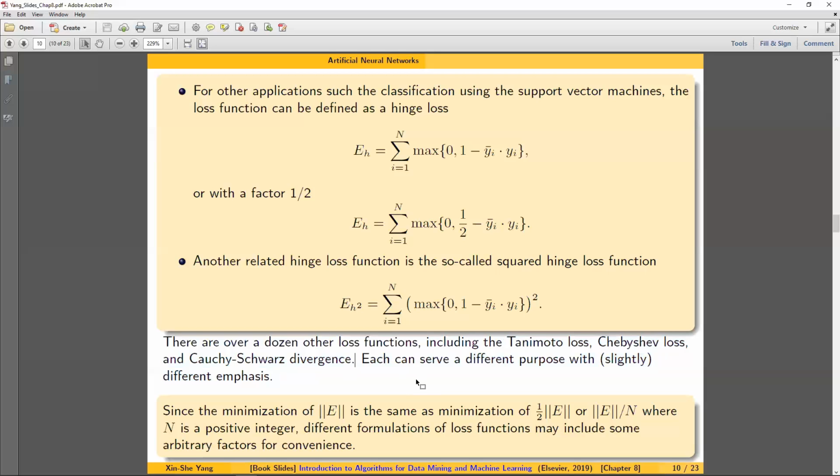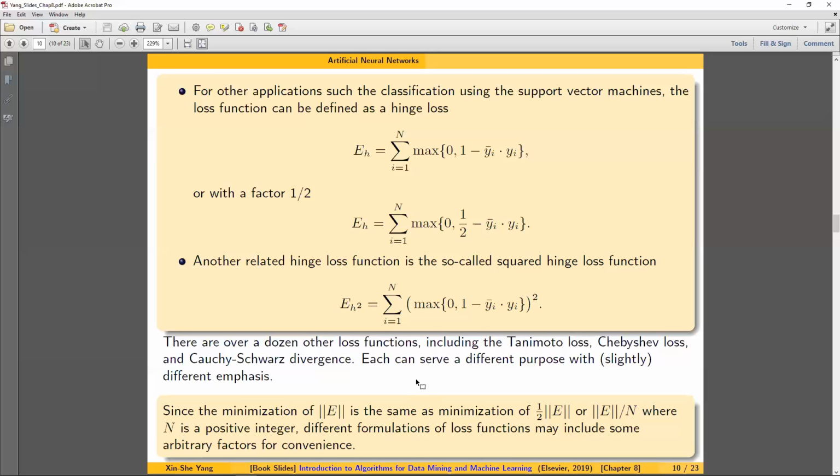your artificial neural networks. Since minimizing the error norm is the same as minimizing half of the error norm, or the error norm divided by n, where n is a positive integer, different formulations of loss functions may include some arbitrary factors for convenience. Just something that you should be aware of.